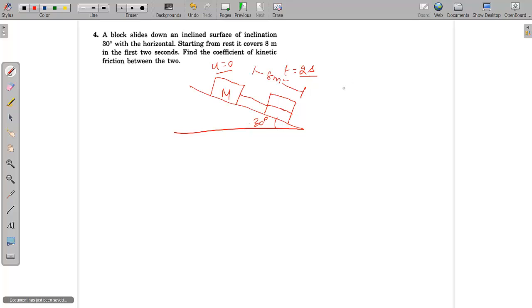I need the acceleration. So s is equal to ut plus half at square. You can apply, right? 4. So acceleration we are getting 4 meter per second square. All right. Now the thing is, earlier, how you used to do it?